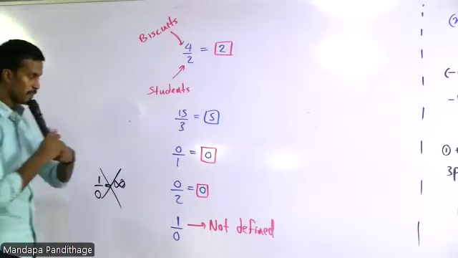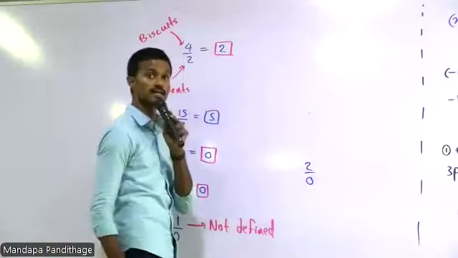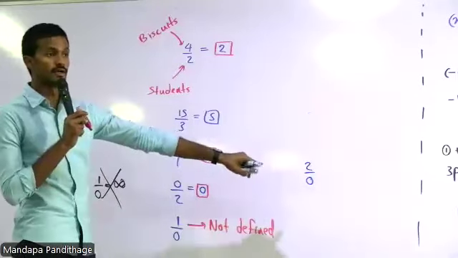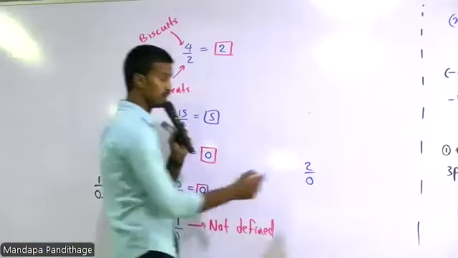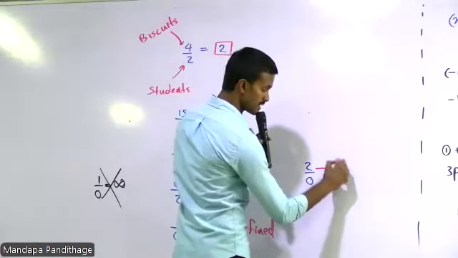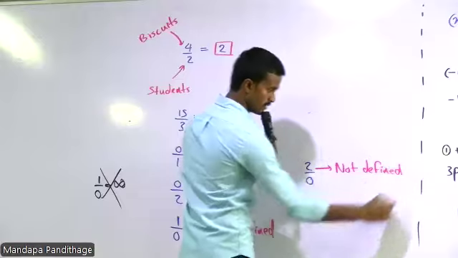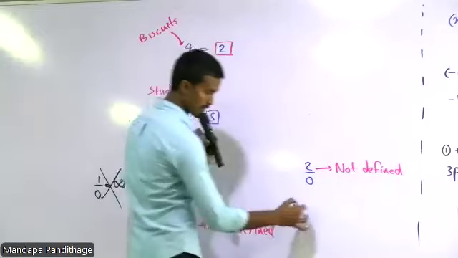Okay, now tell me, if you have 2 divided by 0, then what is the answer? I don't care who is in the numerator. What can't I do? I can't divide by 0. So 2 divided by 0 is not defined. Okay, now tell me, what is 0 divided by 0?